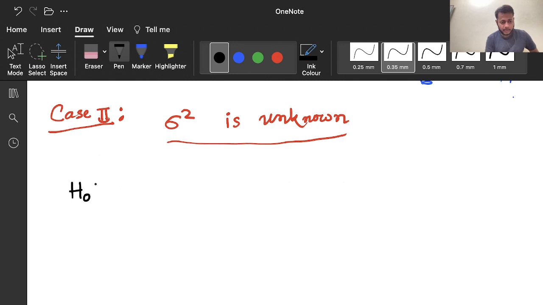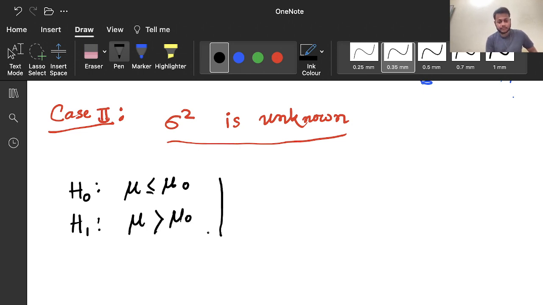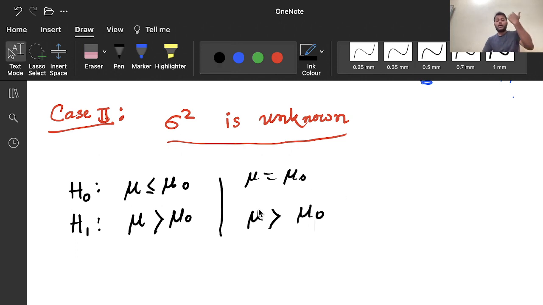There my alternative hypothesis is mu less than mu 0, or mu greater than mu 0, and another set of hypotheses for which the same test is applicable, that is mu equal to mu 0 and mu greater than mu 0. And why is it applicable? Because the tests are decided from the null hypothesis. So that's why for these two sets of hypotheses the test will be the same.